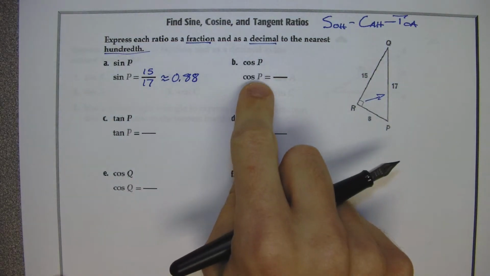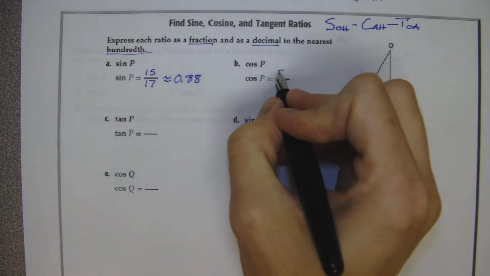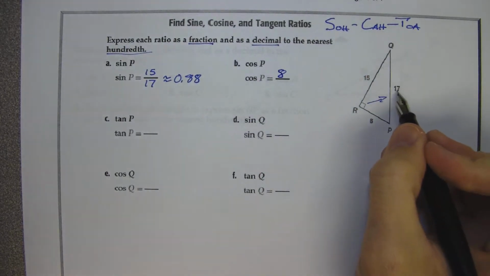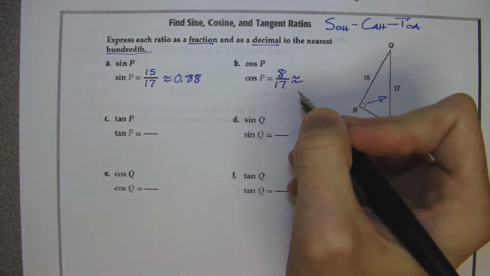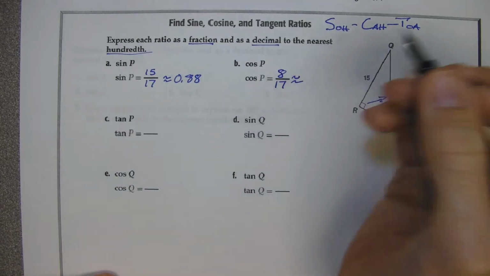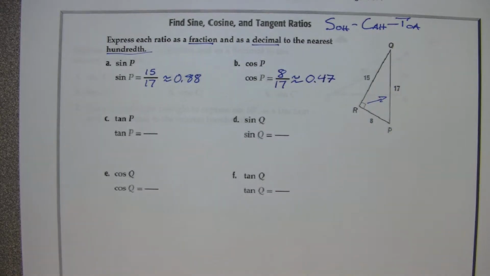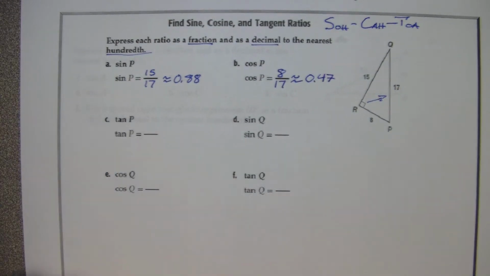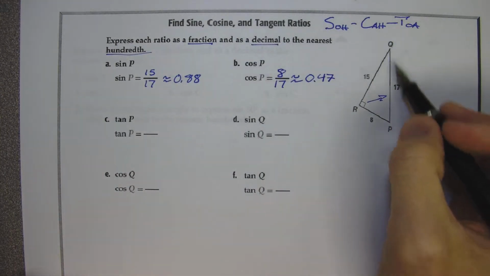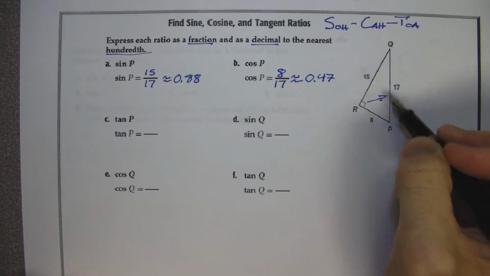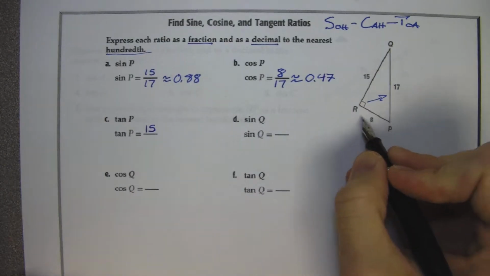All right. Let's find the cosine of angle P. Cosine, we said, is adjacent over hypotenuse, so 8 over the hypotenuse. The hypotenuse is always the hypotenuse, so 17. If we take 8 over 17, that gets us approximately 0.47. All right, good. Let's try the tangent of P. Remember, tangent's the only ratio that we'll be using that doesn't involve the hypotenuse. So in this case, the opposite side, 15, over the adjacent side, 8.